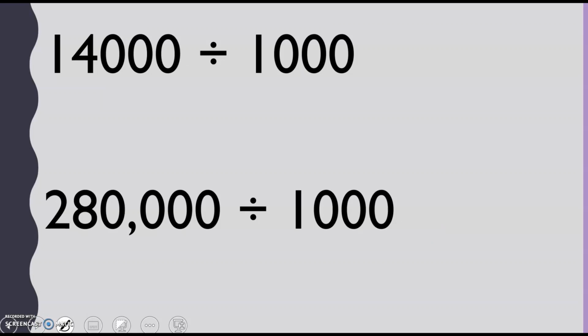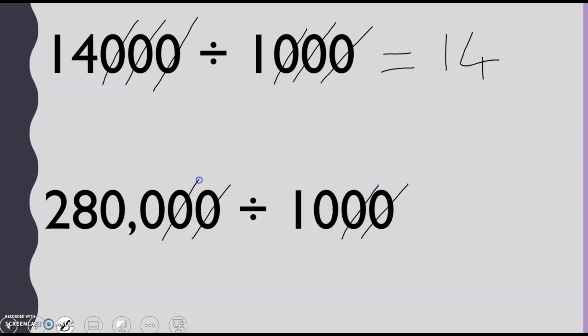Just like with our multiplying by 1000, where we added 3 zeros at the end, we're going to do the opposite and take off 3 zeros. So 14,000 has 3 zeros and 1000 has 3 zeros, so they're all going to match up and leave me with just 14. This time I need to be careful. I've got 1 zero, 2 zeros, 3 zeros, but I had an extra 4th zero there for the 280,000. So my answer is going to have to be 280.